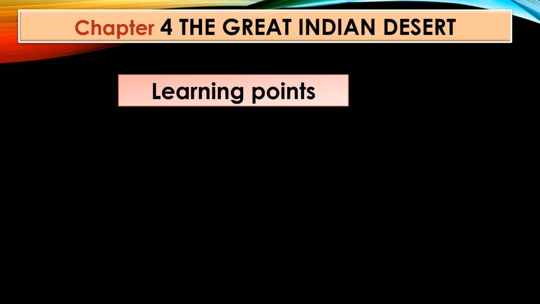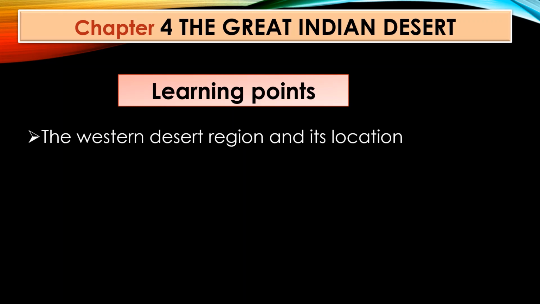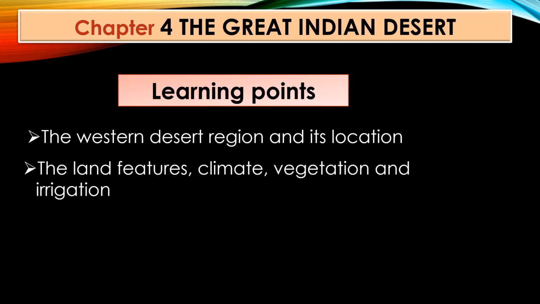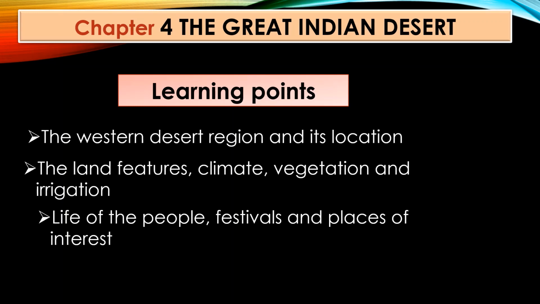Learning points in this chapter are the Western Desert region and its location, the land features, climate, vegetation and irrigation, life of the people, festivals and places of interest.